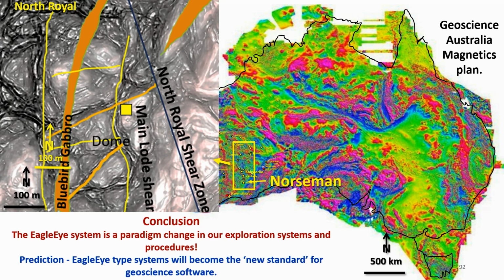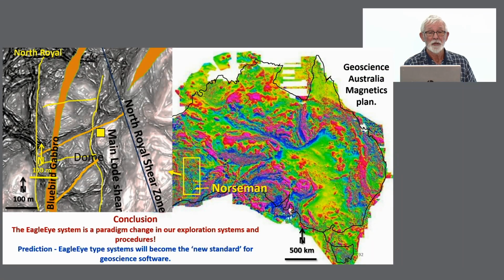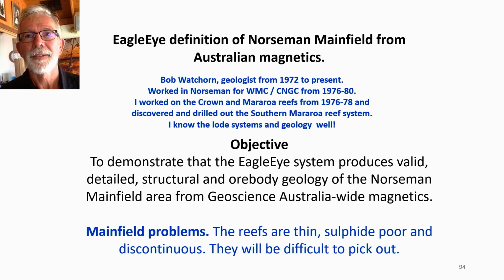So in this case, we've gone right down to way down there, 100 metres, that's 100 metres from 500 kilometres. And the conclusion: the EagleEye system is a paradigm change in our exploration systems and procedures. And my prediction is that EagleEye systems will become the new standard for geoscience software. I want to demonstrate that the EagleEye system produces valid, detailed structural and body geology of the Norseman Mainfield area from Geoscience Australia-wide magnetics.